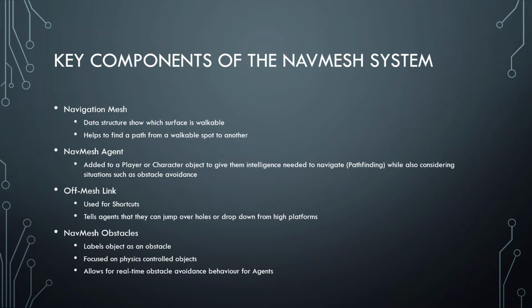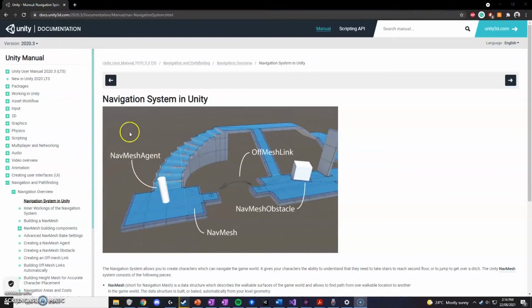Next is the nav mesh agent component. This will be added to characters to give them the intelligence to navigate while also being considerate of situations such as needing to avoid obstacles. Let's now refer to characters as agents.